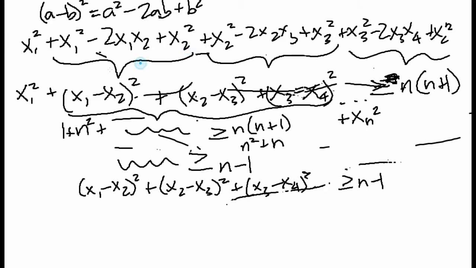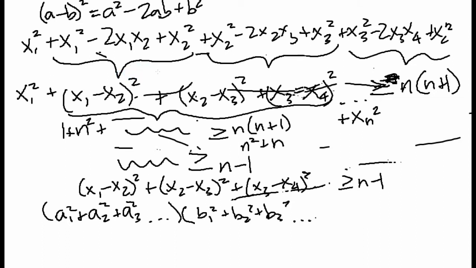Before, if you remember, we made a bunch of videos on the Cauchy-Schwarz inequality, and what the Cauchy-Schwarz inequality basically says is that if you have a1 squared plus a2 squared plus a3 squared, dot dot dot, multiplied by b1 squared plus b2 squared plus b3 squared, dot dot dot, that's going to be greater than or equal to a1 b1 plus a2 b2 plus and so on, all squared.